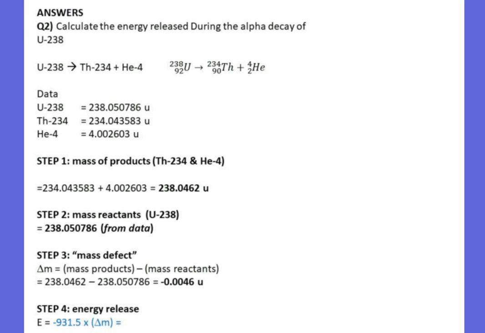It's minus 931.5 times the change in mass, or the mass defect, and we can figure that out as 4.3 MeV is the energy release for this particular reaction.